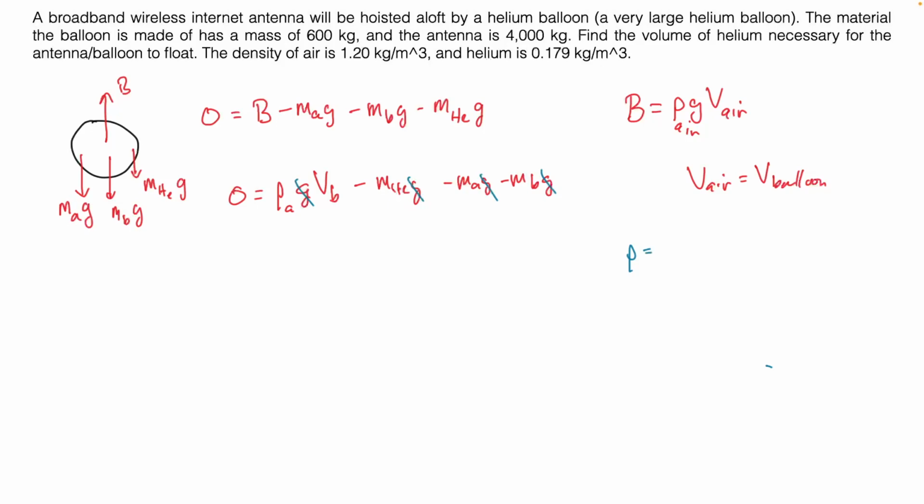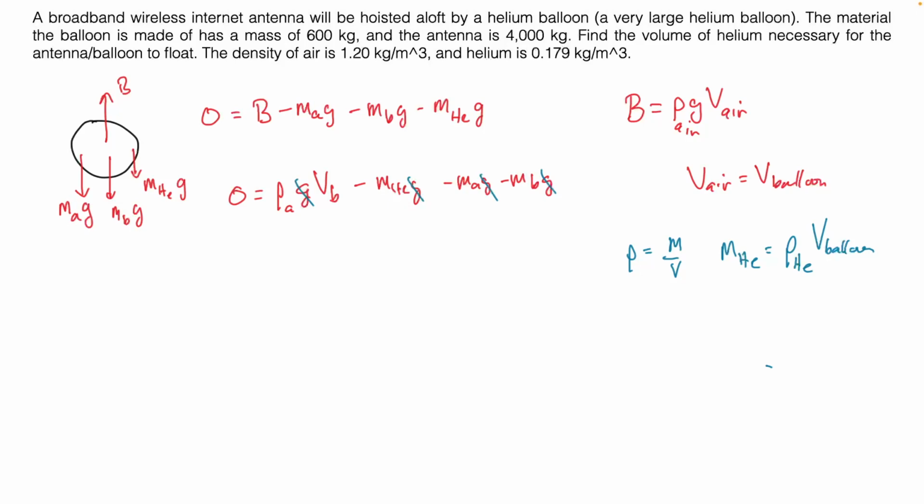Density, right, is a mass divided by a volume. So the mass of the helium that's needed would be the density of helium times the volume of helium. But how much volume of helium are we going to have? The volume of the balloon. Kind of by definition, the mass of helium in here is the density of helium times the volume of the structure.